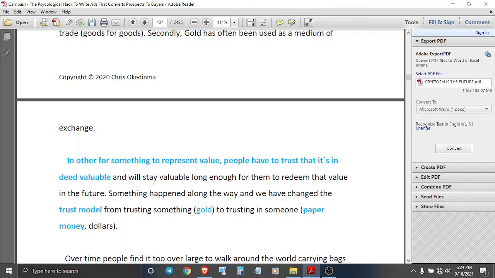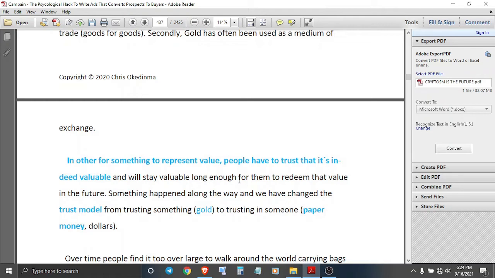Something happened. Let's read first of all, then explain what really happened. Now, in order for something to represent value, people have to trust that it is indeed valuable and will stay valuable long enough for them to redeem the value in the future. I think that was something we said earlier about money being represented as value.